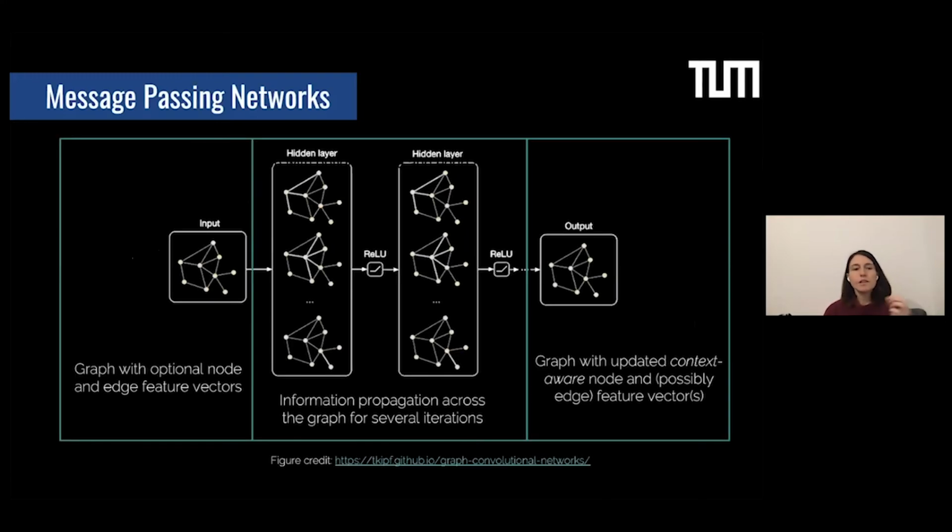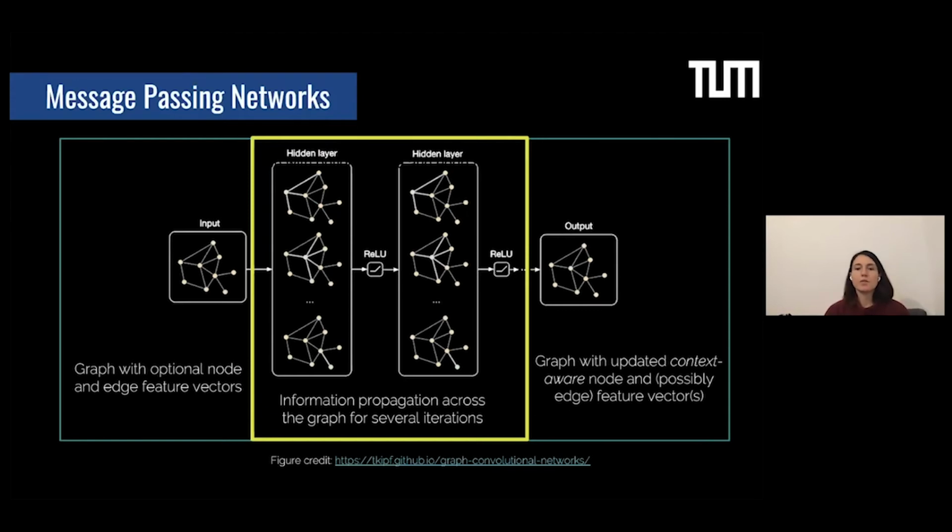So just very briefly, the idea behind message passing networks is that in a first step, you create your graph with your node and edge feature vectors. You can imagine this as these small embeddings that contain some information related to the problem. And then the interesting part of message passing networks is this middle processing. And what this essentially does is it propagates information across the graph for several iterations. You can imagine every iteration as being a hidden layer in a classic convolutional neural network.